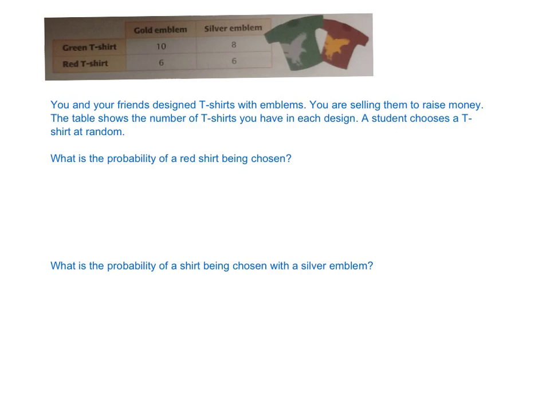Alright, you and your friends designed t-shirts with emblems. You were selling them to raise money. The table shows the number of t-shirts you have in each design, and students choose their t-shirt at random. What's the probability that you're going to get a red t-shirt chosen? Well, first of all, let's find out the total number of shirts. And if you find a total number of shirts, we've got 10 plus 6 plus 8 plus 6, which equals 30. We have 30 total shirts.